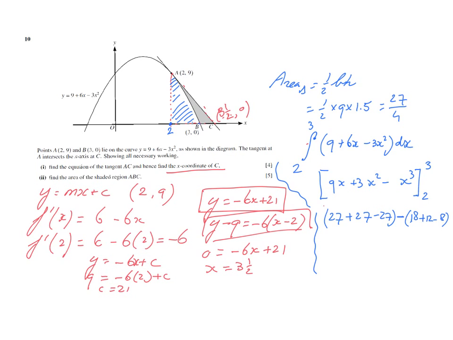So what is the area underneath the curve? That's going to be 27 take away, what is that, 22. So the area underneath the curve is 5. So what is the area of the shaded region? It's going to be 27 over 4, the area of my triangle, take away 5. Now I'm getting a little bit tired, so I'm going to grab my calculator. 27 over 4 minus 5. It tells me 7 over 4.